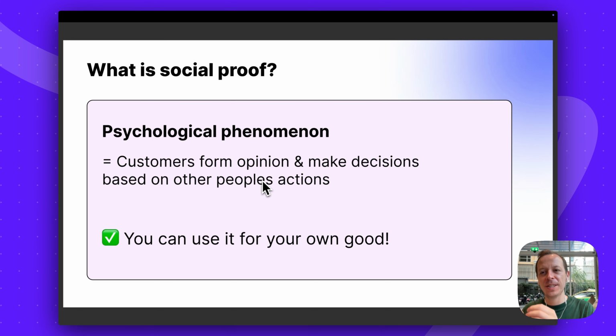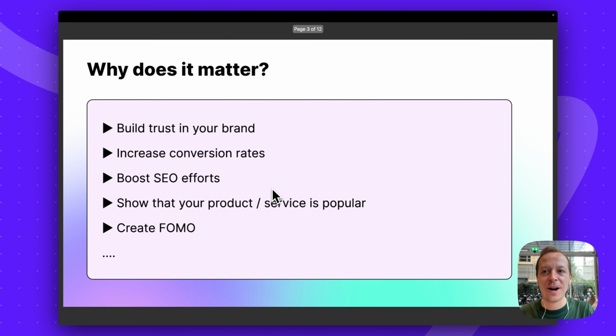So social proof is a psychological phenomenon. It means that customers that are coming to your website form opinions, so for example, a buying decision, based on other people's actions. So let's imagine I'm coming to a website and I see that this very famous person was buying the tool before me. I think, okay, this is an awesome tool. I need to try it for myself. And this phenomenon we can also use in web design and web development for ourselves.